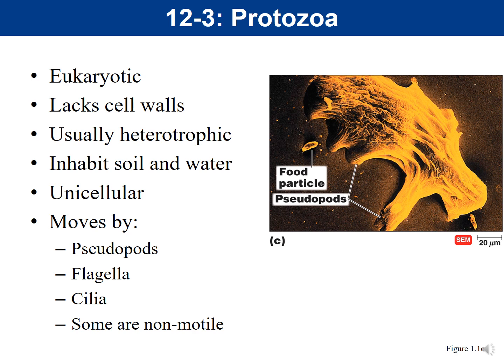And so some of the protozoans that we're going to talk about move using pseudopods. Some move using flagella, that long tail-like whip extension. Some move by cilia. They have lots of little tiny hair-like extensions covering the surface of the cell. And then some are going to be non-motile. They're not able to move.